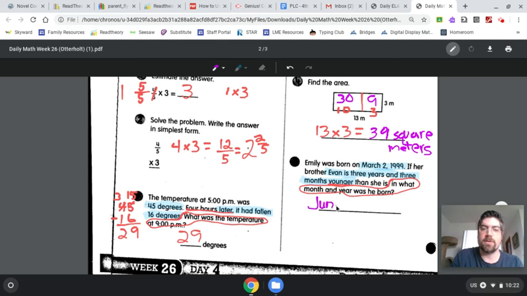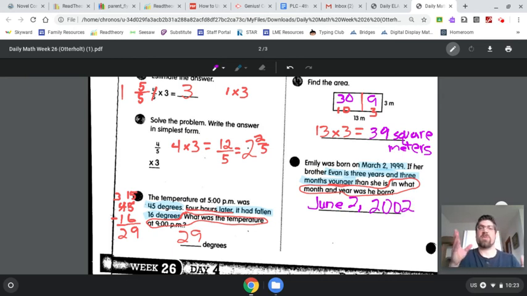So we'll say, even though they just asked in what month and year was he born, we can do the day too. He was born on June 2nd, comma, after that. And then let's figure out the year. It was 1999 when she was born. We need to go 3 years later. So 1999, 2000, 2001, 2002. There we go. So brother Evan was born in 2002.